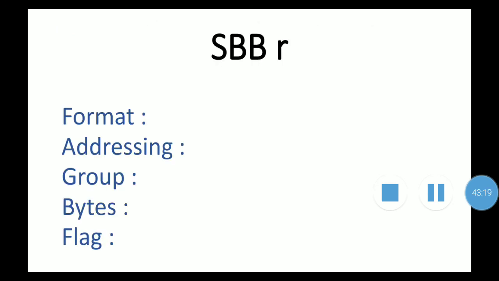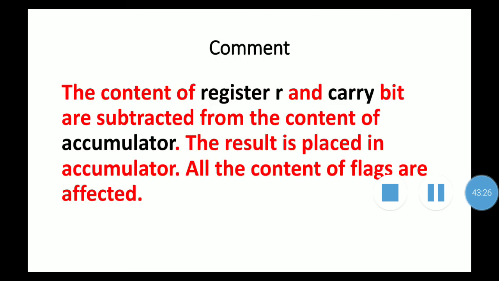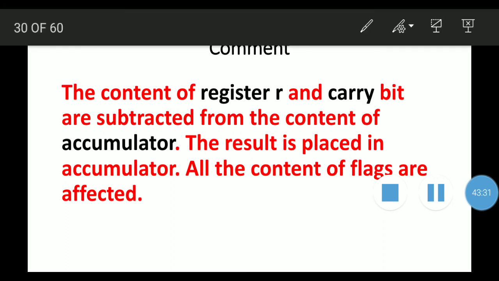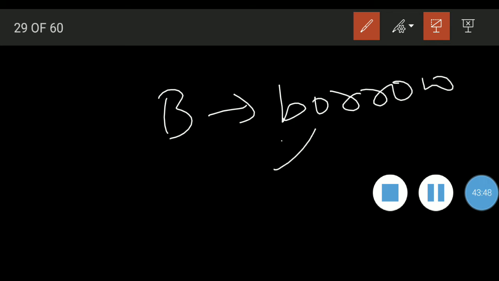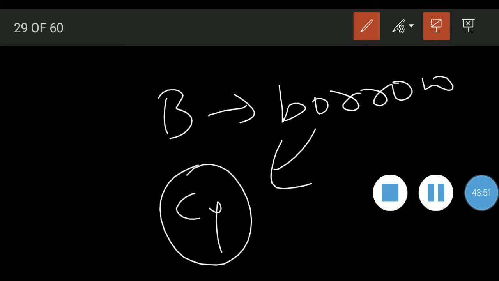The next instruction in the arithmetic group is SBB R, that is, the content of register R and carry. Here, in subtraction, B means borrow, the borrow flag. So this borrow is nothing else but our carry. Clear?